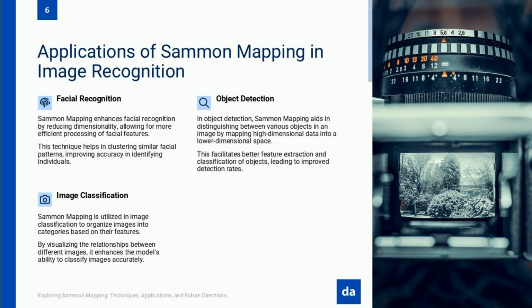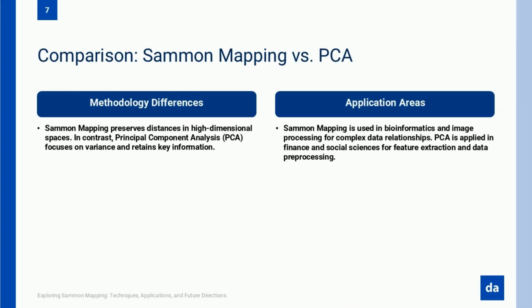Or are there cases where other methods might be more suitable? That's what we'll explore next. Now let's put Sammon mapping head to head with one of its biggest competitors, principal component analysis, PCA. Both techniques aim to reduce dimensionality, but they take very different approaches, and that has major implications for their applications.